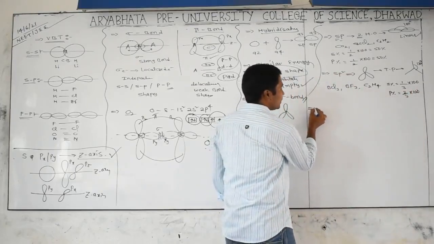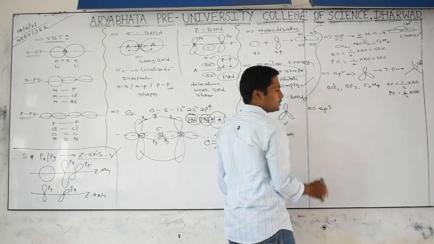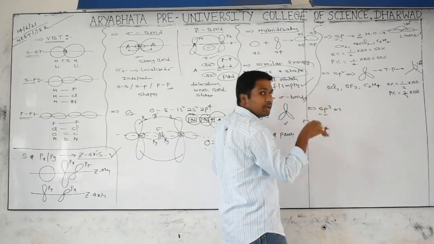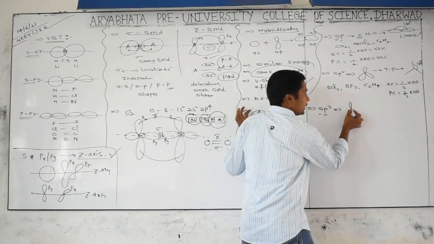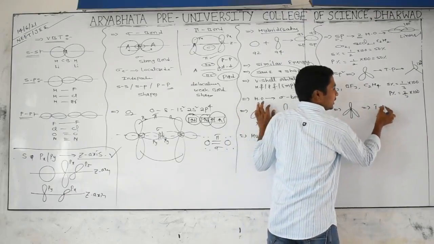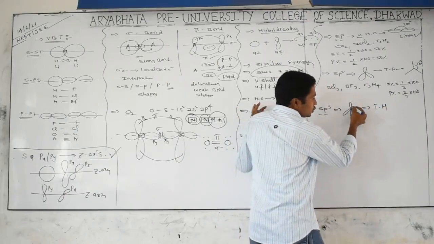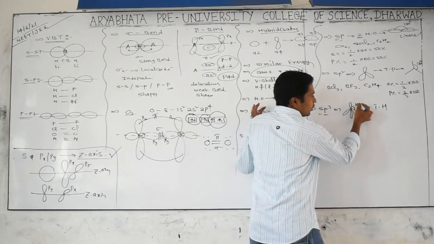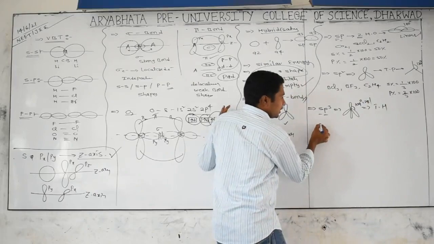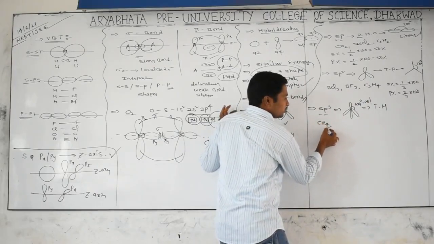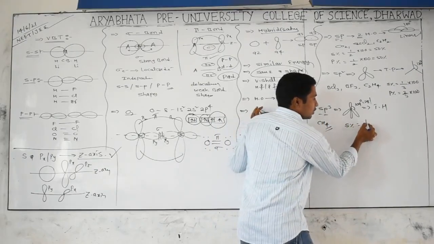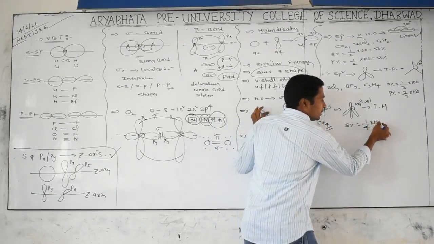And go for another one, sp3 hybridization. sp3 hybridization means we get 4 hybrid orbitals. How do they arrange? In tetrahedral geometry. Tetrahedral geometry means the bond angle is 109 degrees 28 minutes. And the example for this is CH4, an sp3 hybridized molecule. The s character percentage is 1 by 4 into 100, which is 25%.